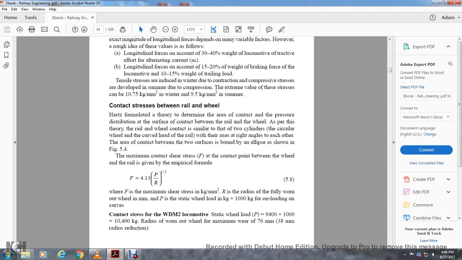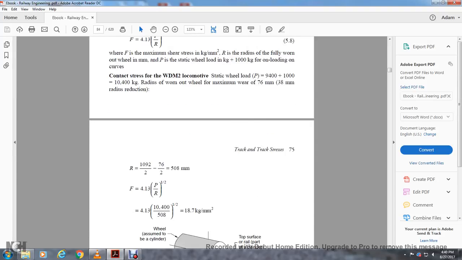The maximum contact shear stress F at the contact point between the wheel and the rail is given in the empirical form F = 4.13 P / R^1.5, where F is the maximum shear stress in kilograms per millimeter squared, R is the radius of the fully worn wheel in millimeters, and P is the static wheel load in kilograms. For the contact stress of the WDM2 locomotive, the static wheel load P is equal to 9,400 plus 1,000, equaling 10,400 kilograms. The radius of the worn wheel is a maximum of 76 millimeters, or 38 millimeters radius reduction.